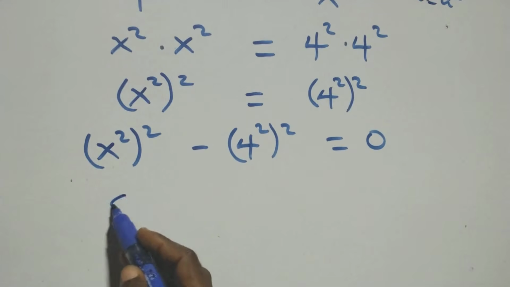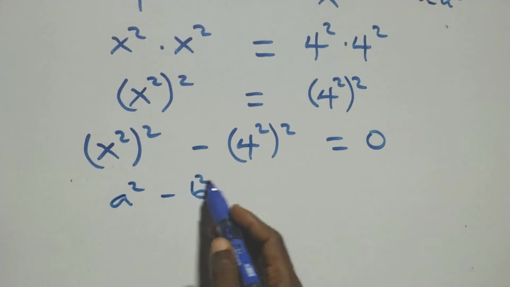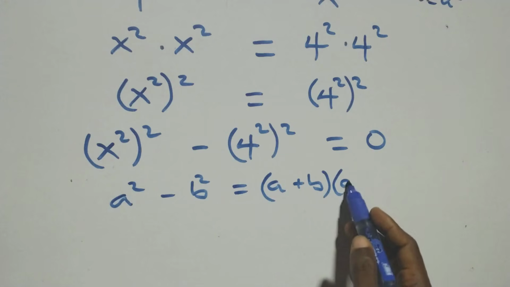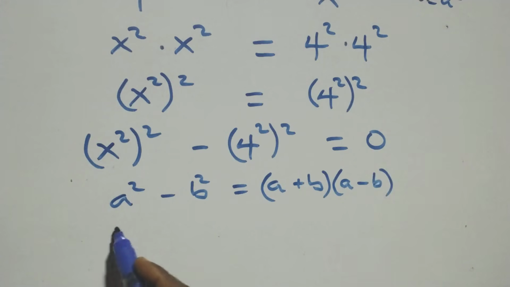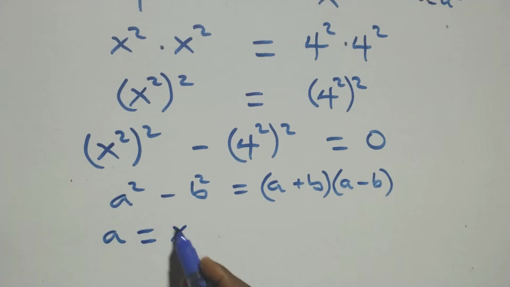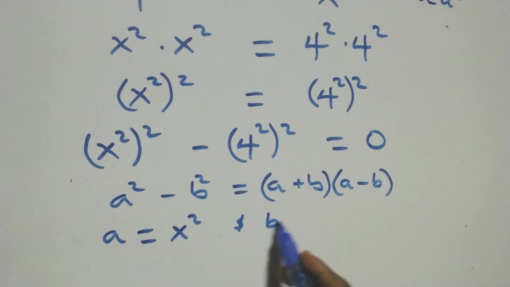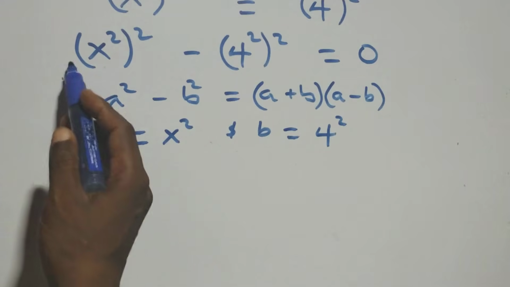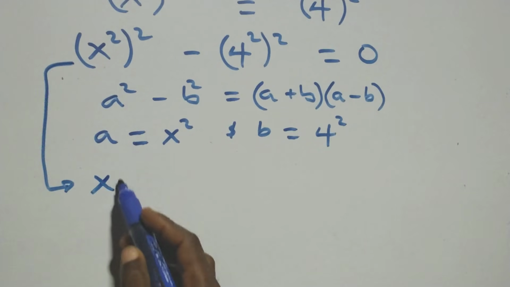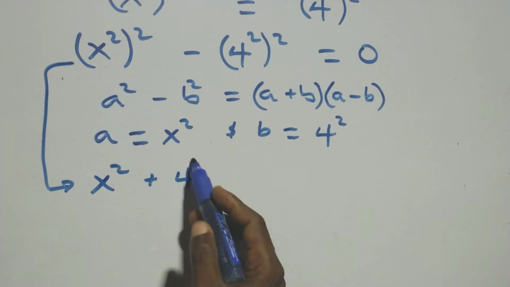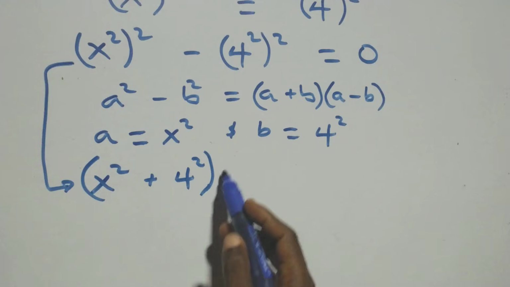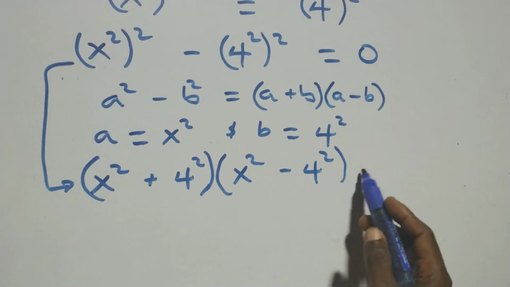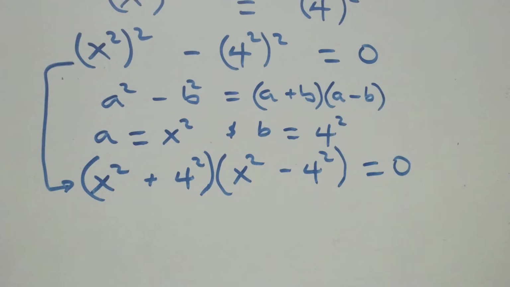This follows when we have a square minus b square, which is the same thing as a plus b into bracket, open bracket, a minus b. This here, a standing as x square and b standing as 4 square. Then what we have here becomes x square plus 4 squared into brackets, then open bracket, x square minus 4 square close bracket, then equals to 0 here.